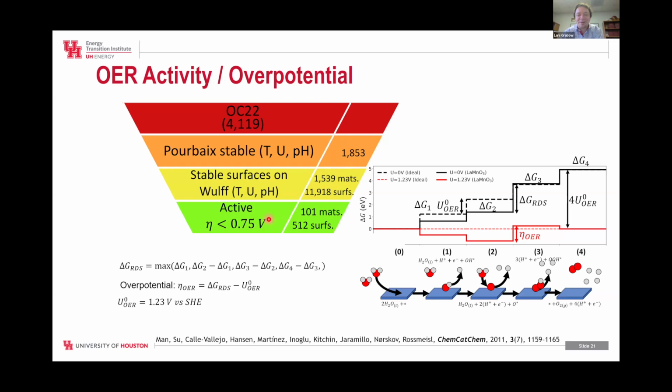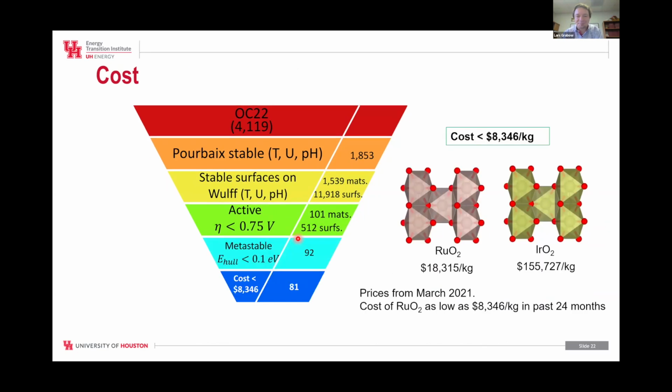And now we're filtering it down to just the materials that are somewhat active. For activity, we use the cutoff of 0.75 volts as the overpotential. That leaves just about 100 materials and 512 surfaces.